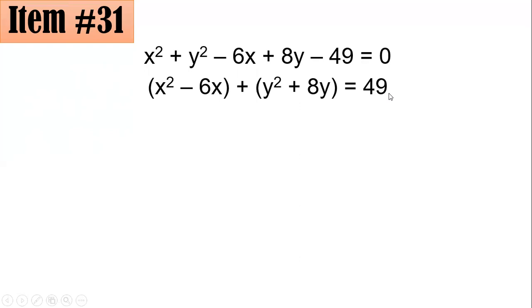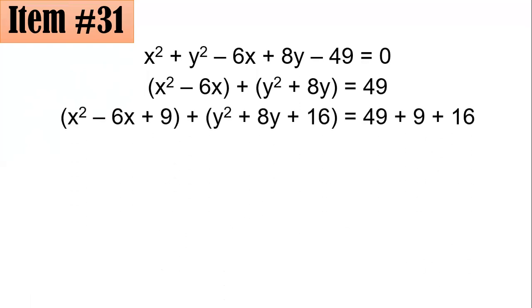Now, we will be completing the square. If the leading coefficient is 1, you could simply divide the coefficient of x by 2, then square the result. So negative 6 divided by 2 is negative 3. Squared will be 9, so you have to add 9 here. For y squared plus 8y, 8 divided by 2 is 4, squared is 16. That's why I added 16 here as well. I added 9 and 16 on the left, and I also added 9 and 16 on the right. If we simplify this, the right side will become 74.